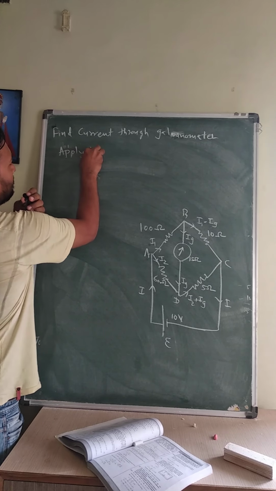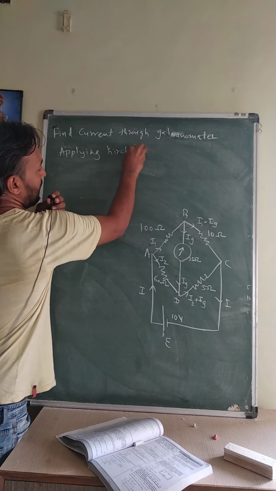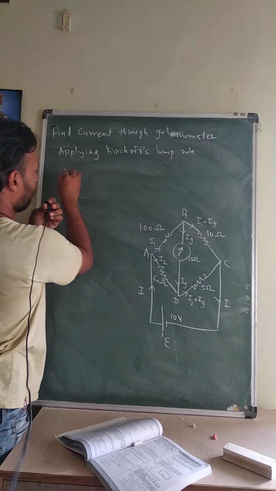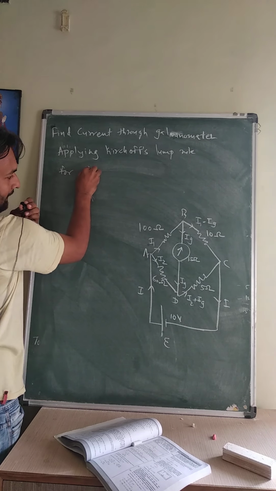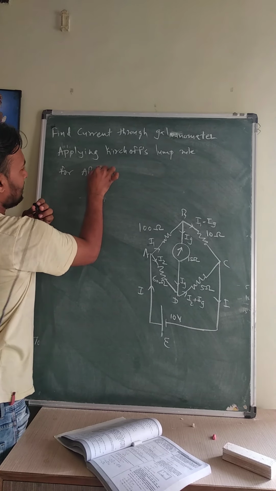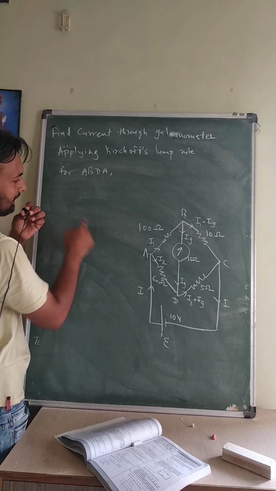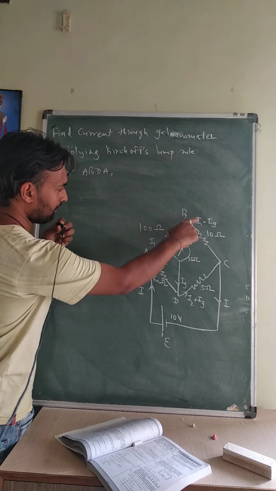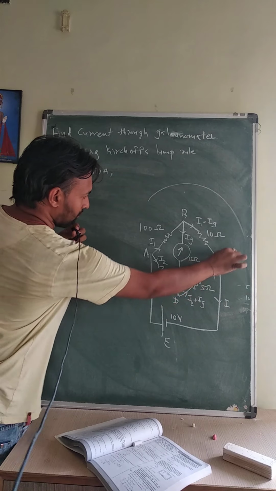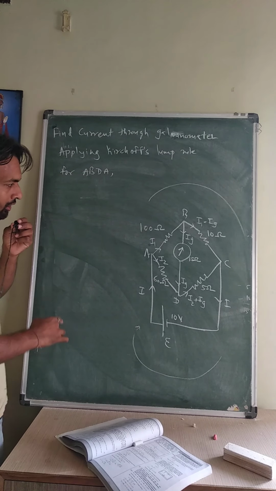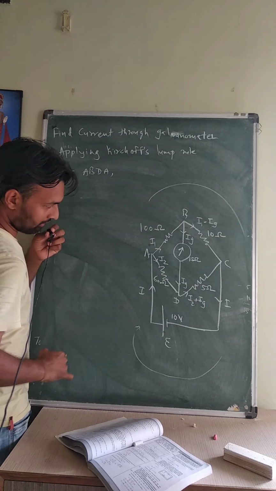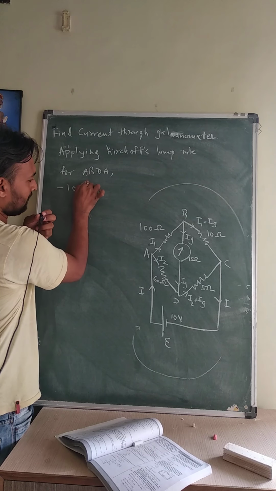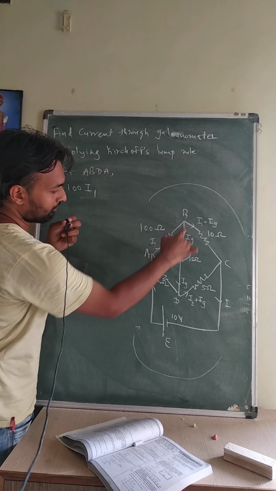Applying Kirchhoff's loop rule for the circuit A, B, D, A, I am taking the clockwise direction as the direction of my journey for all three circuits. Here the direction of journey and the direction of current through the resistor are the same, so I will take minus 100 I1 from A to B.